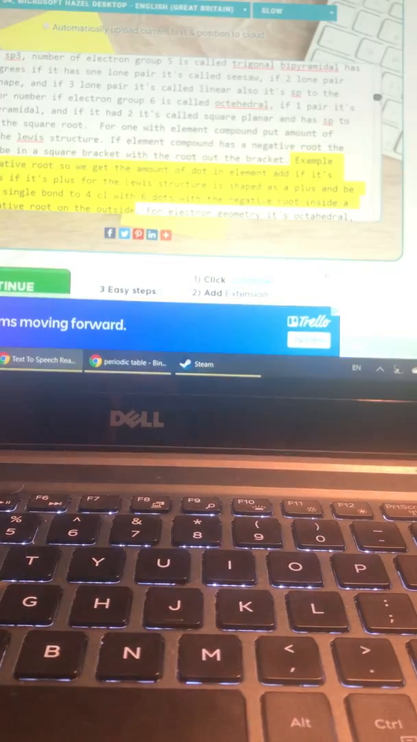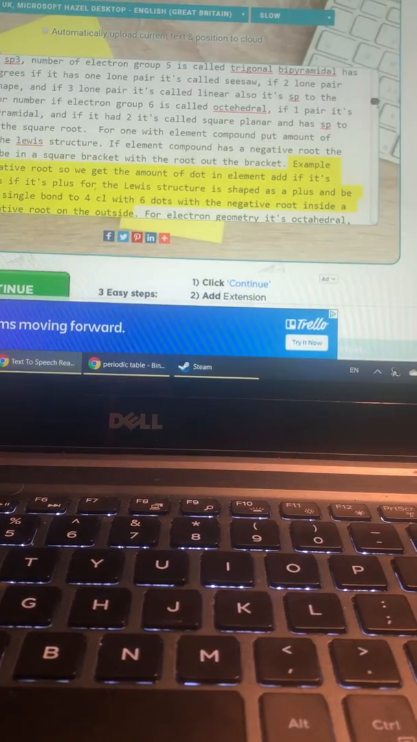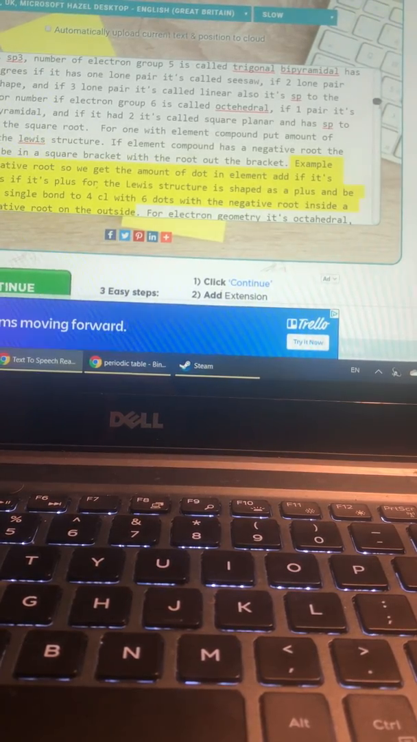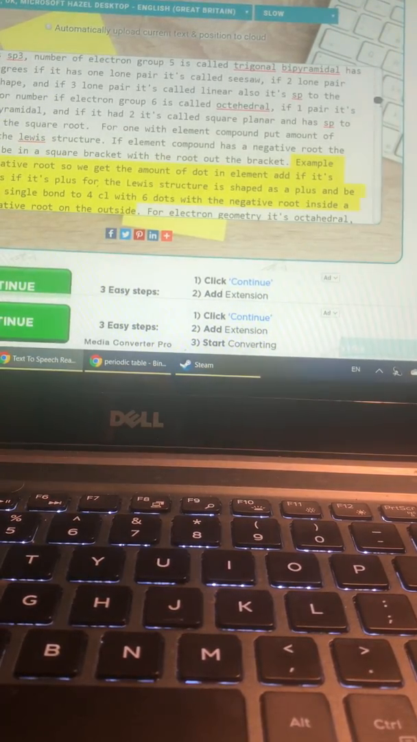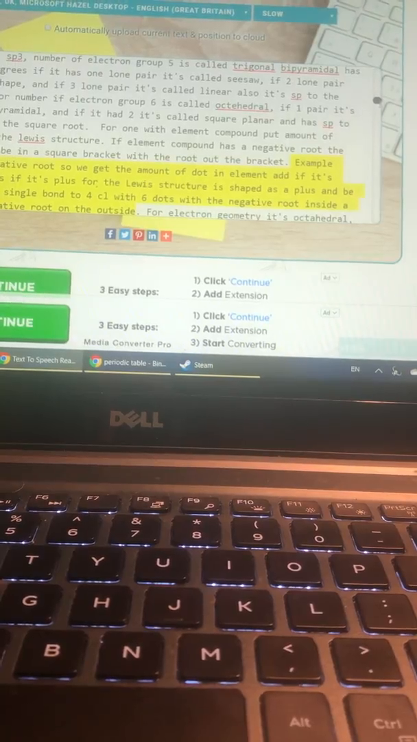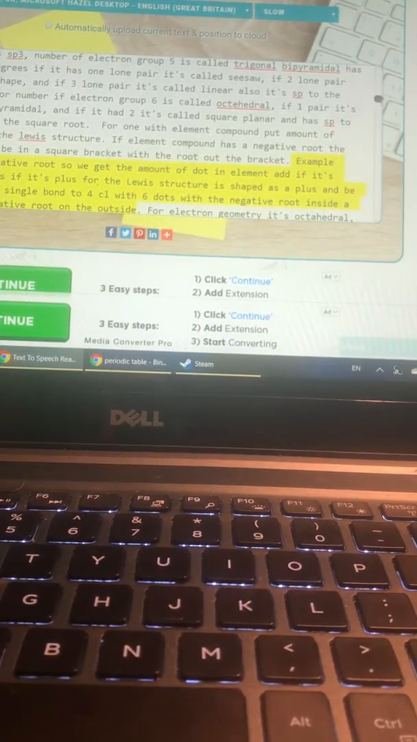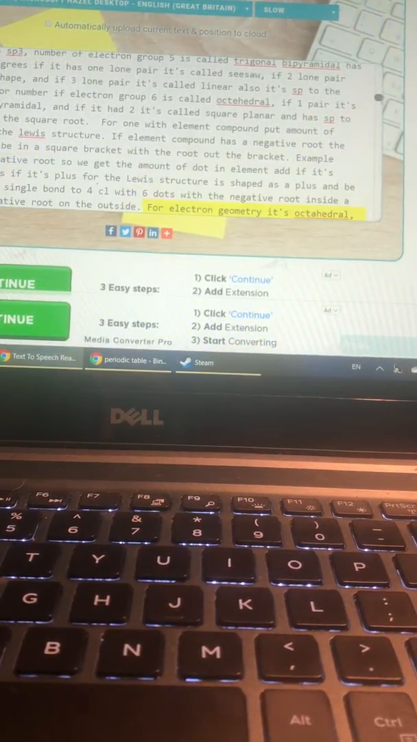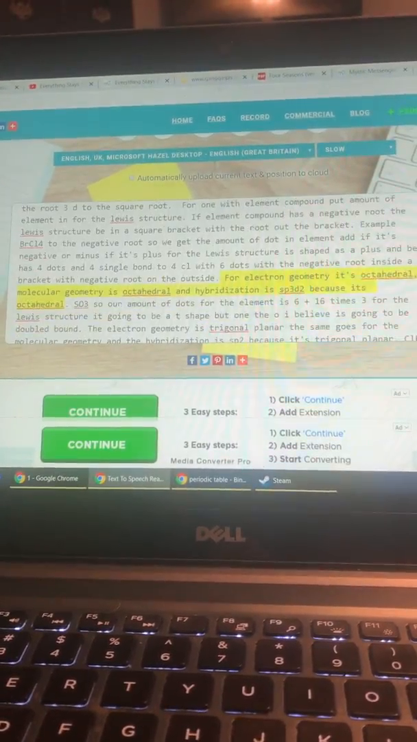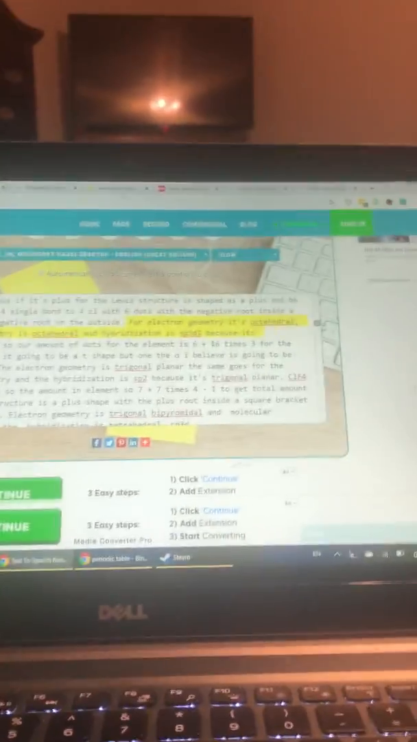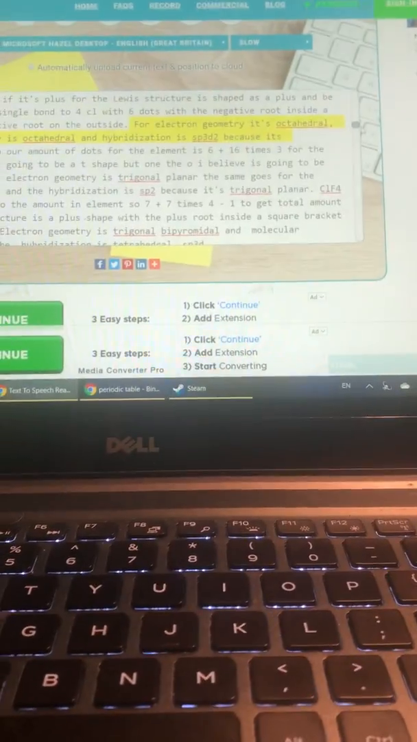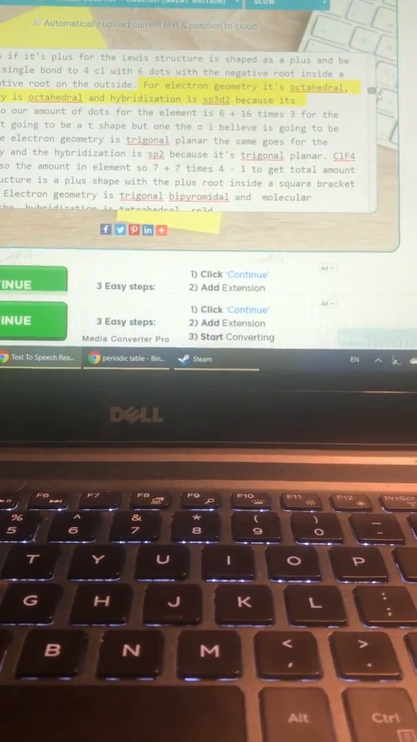The Lewis structure is shaped as a plus, and Br has 4 dots and 4 single bonds to 4 Cl, each with 6 dots, with the negative charge inside a bracket and the negative charge on the outside. For electron geometry it's octahedral. Molecular geometry is square planar and hybridization is sp3d2 because it's octahedral.